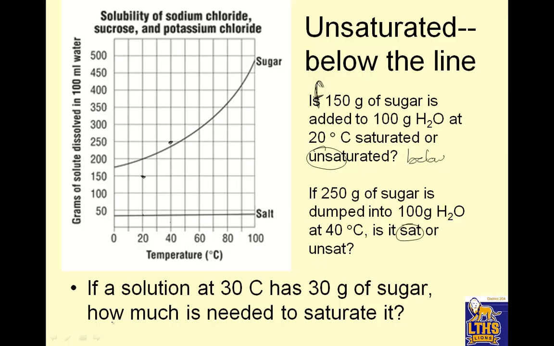It's going to be saturated. This right here is about 240, with 10 grams on the bottom. Okay, we'll call this about 240. That's where that came from. If a solution at 30 degrees Celsius has 30 grams of sugar, how much is needed to saturate it? This right here is about 220. I need 220 minus 30 equals 190 grams added to saturate it.